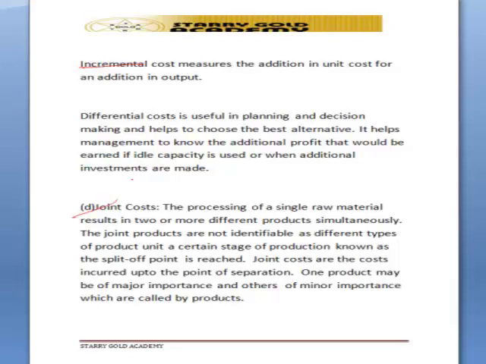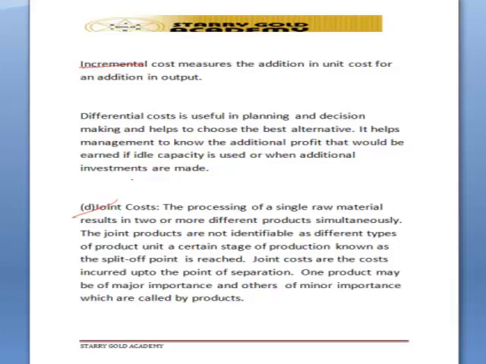That's what we call the joint cost. So one product may be of more importance and the other of minor importance, which are called byproducts. The costs that have been incurred together before the split-off point are what we call a joint cost.